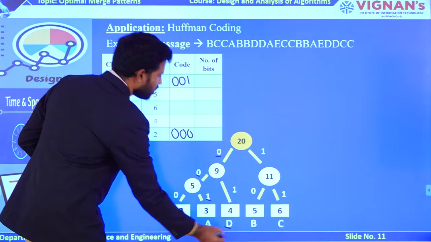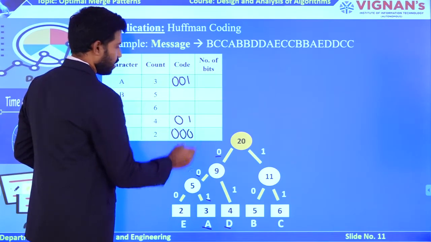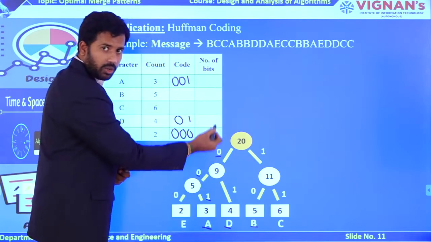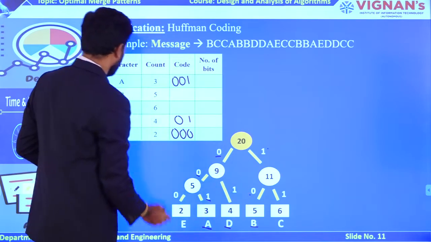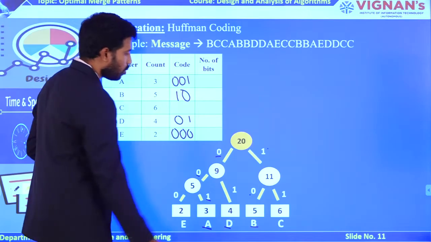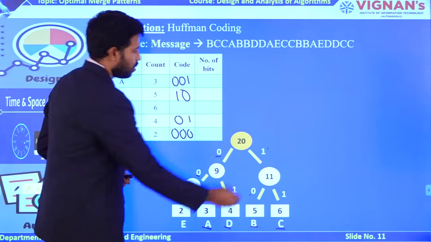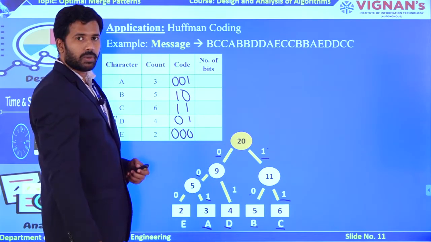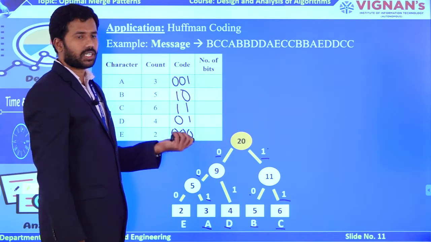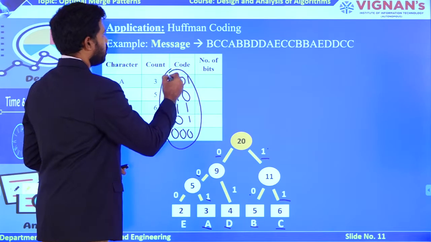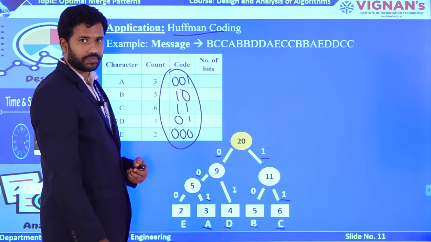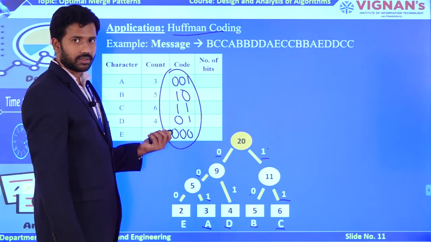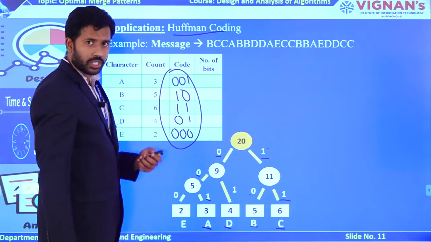And the code for D is going to be 0, 1. And the code for B is available at the right side of my root node, right? So 1, 0. Now how to reach C from root node? 1, 1. So this is the way you are going to be filling the codes. Instead of following ASCII codes, I am following my own codes given by the Huffman technique. Now try to find out the size if I follow this coding technique, which is given by my binary tree representation.